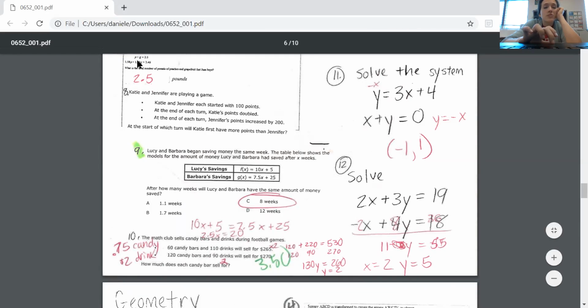Number 7, you have this little bitty system here. Change them to x's and y's. You can graph them and see where they cross, but 2.5 pounds would be your answer.